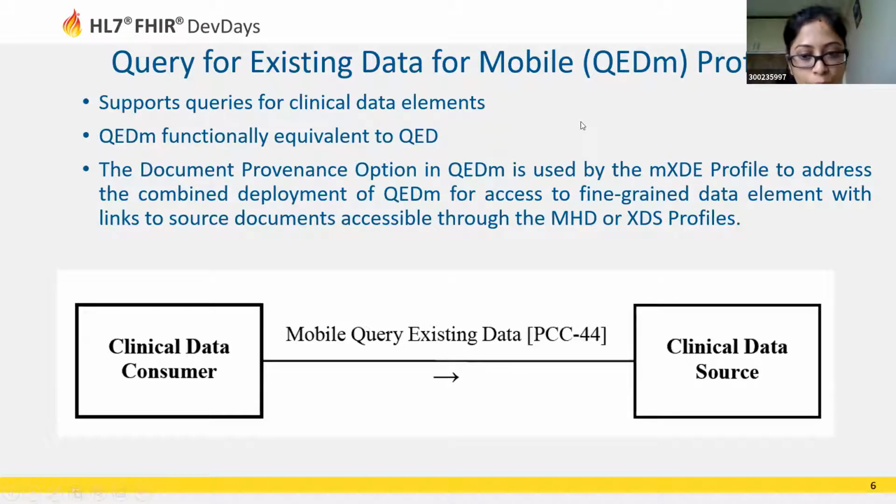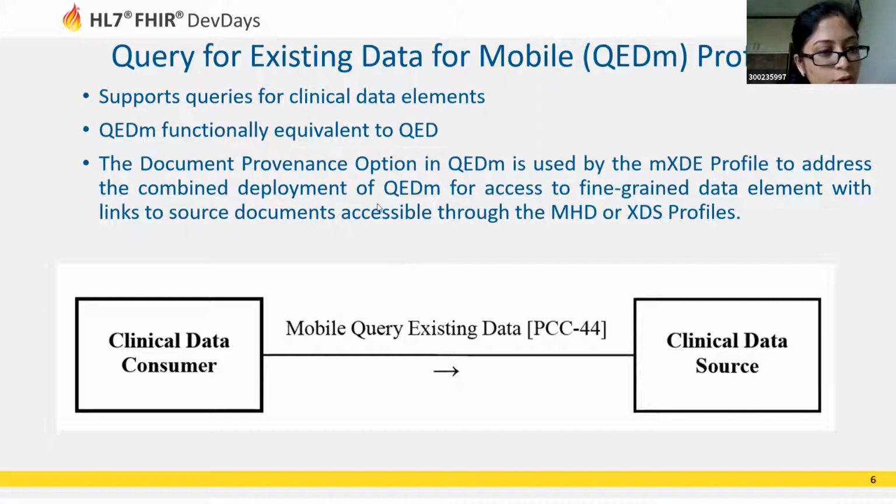From the QEDM profile point of view, the profile defines two actors. One is the clinical data consumer. You could attribute this to be a FHIR consumer, could be a mobile app used by a patient or a care provider. And the other important actor is the clinical data source, which you could attribute to a FHIR server. The transaction the profile defines is a simple FHIR-based query to retrieve the data from the FHIR server, and the transaction is PCC-44. That's what the spec defines.